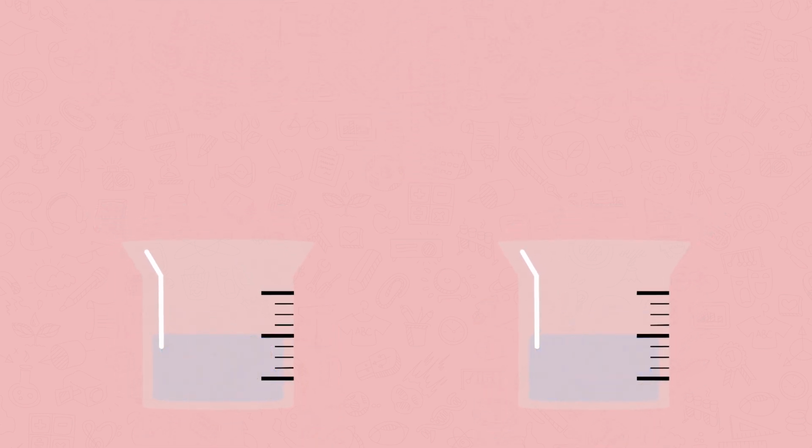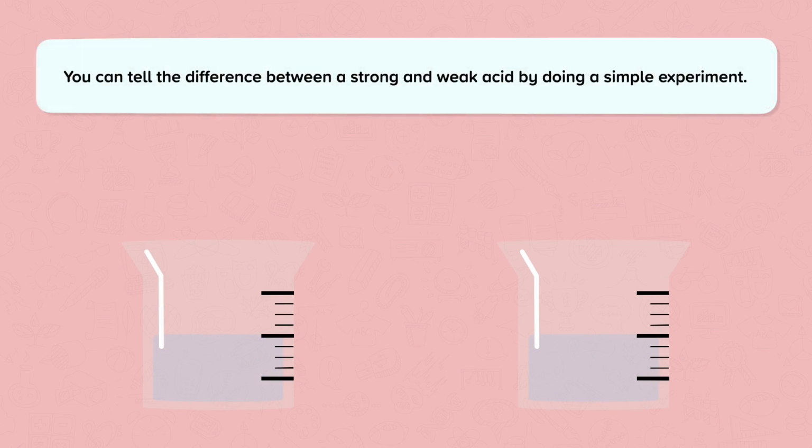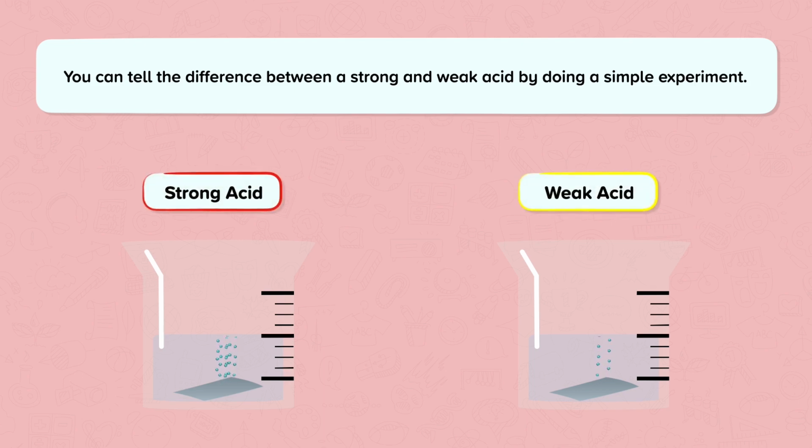You can tell the difference between a strong and weak acid by doing a simple experiment. A metal carbonate or a piece of magnesium is added to both acids of the same concentration. Whichever produces the most gas in a given time is the stronger acid. This is because the stronger acid has a higher concentration of hydrogen ions.